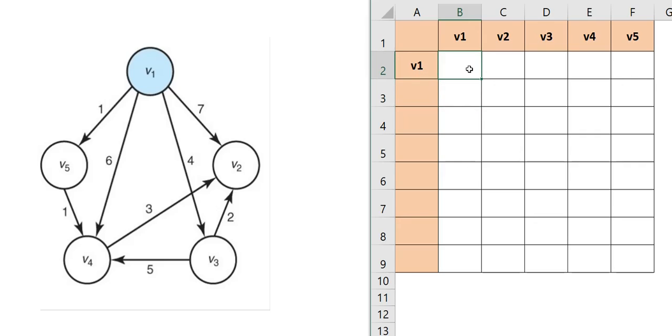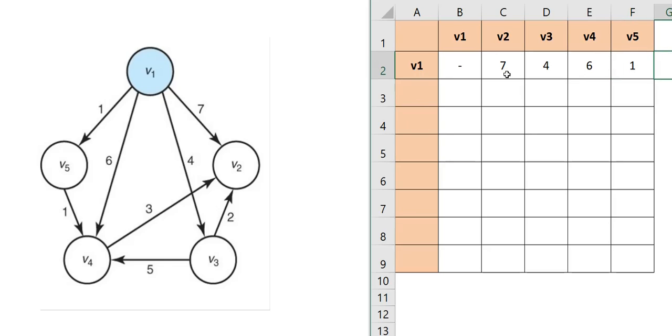V1 to V1 distance is 0, but we will put a dash here just to indicate that a solution, or you can say a partial solution, has been obtained. V1 to V2 distance is 7. V1 to V3 distance is 4. V1 to V4 distance is 6. And V1 to V5 is 1.